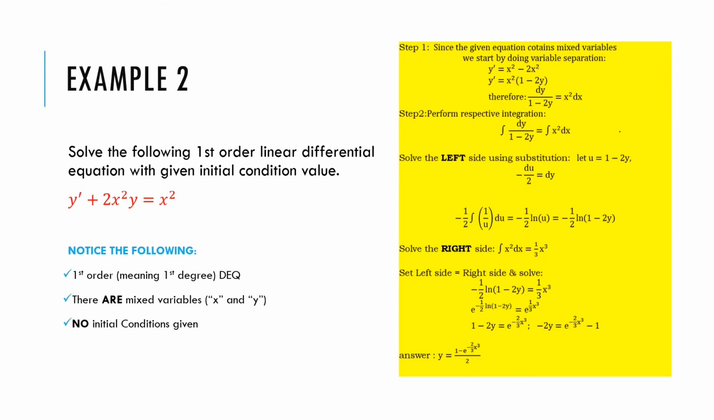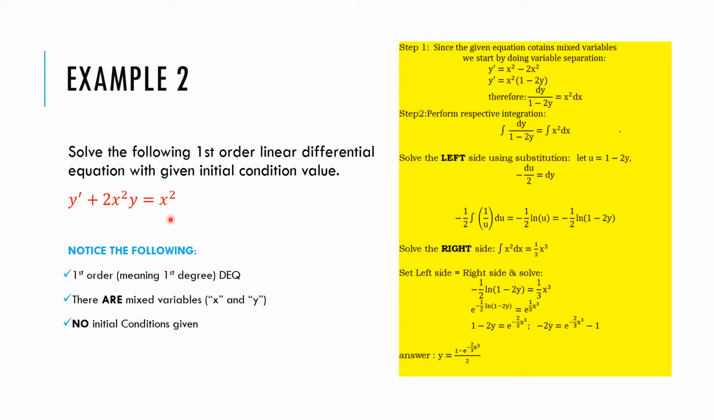Okay, guys, moving on with the second example. This example is slightly different from the first example. And before we solve this problem, the first thing that we are going to do is go through the checklist. Now, here you are given y prime plus 2 times x squared times y equals x squared. Let's do the first check.